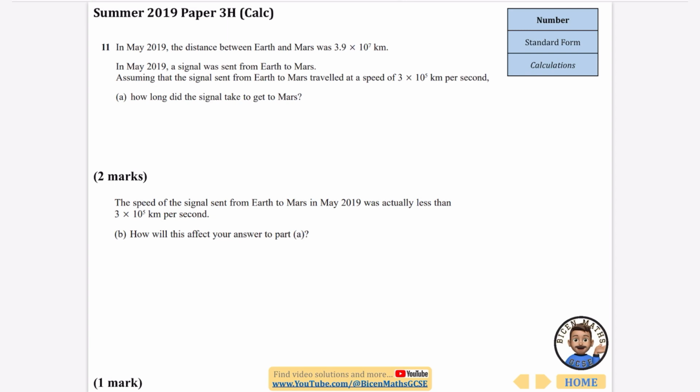Okay, we've got some more calculations. It says in May 2019, the distance between Earth and Mars was 3.9 times 10 to the 7. A signal was sent from Earth to Mars. Assuming that the signal was travelling at a speed of 3 times 10 to the 5 kilometres per second, how long does it take? So we're looking for the time, and we know that time is the distance divided by the speed. So the distance that is between them is 3.9 times 10 to the 7. And the speed it's travelling at is 3 times 10 to the 5.